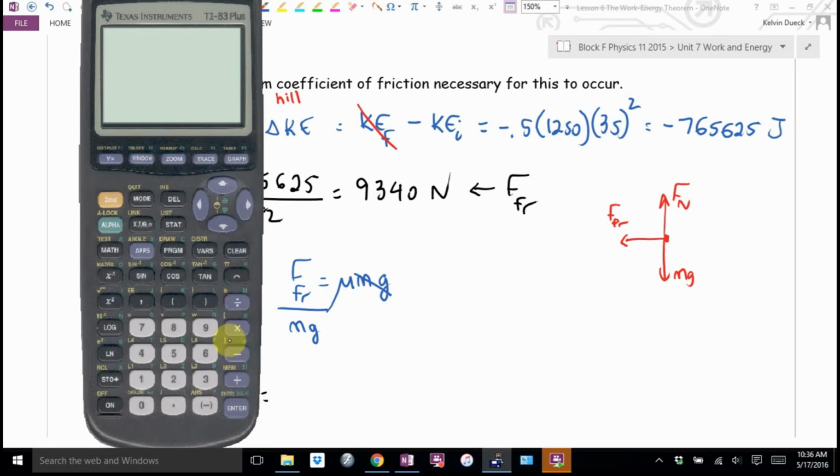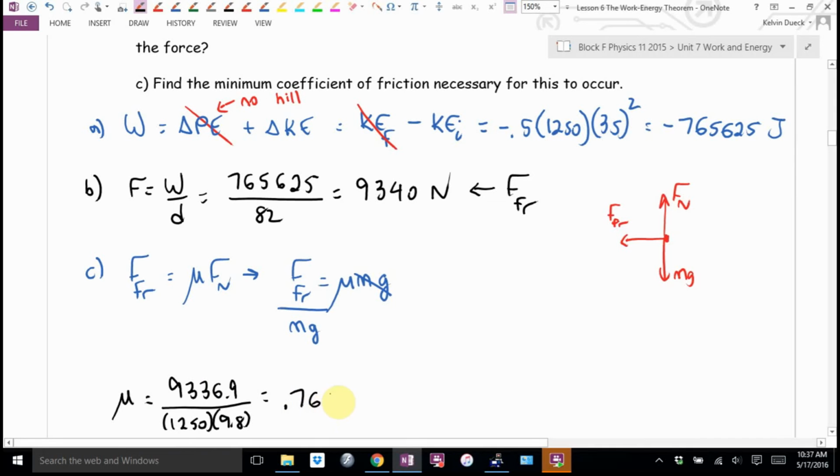Whoa, my calculator shut off. Divided by 1250 times 9.8. I still have a negative in my answer. I'm just ignoring the negative. All that's telling me is, oh, it's backwards. Okay. Do you get a mu of 0.762? What are the units for mu, for the coefficient of friction? There are none. It's newtons over newtons, which just means they cancel.